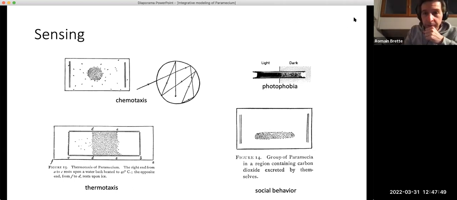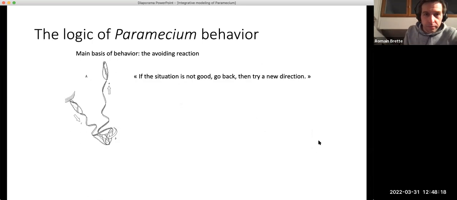And there's also some collective behavior. So for example, here you see a group of paramecia that just gather in the absence of any particular stimulus, and that happens because they breathe, so they produce carbon dioxide, and that makes the fluid a little bit acid, and they like acidity, so there's a collective behavior there. They tend to gather together.